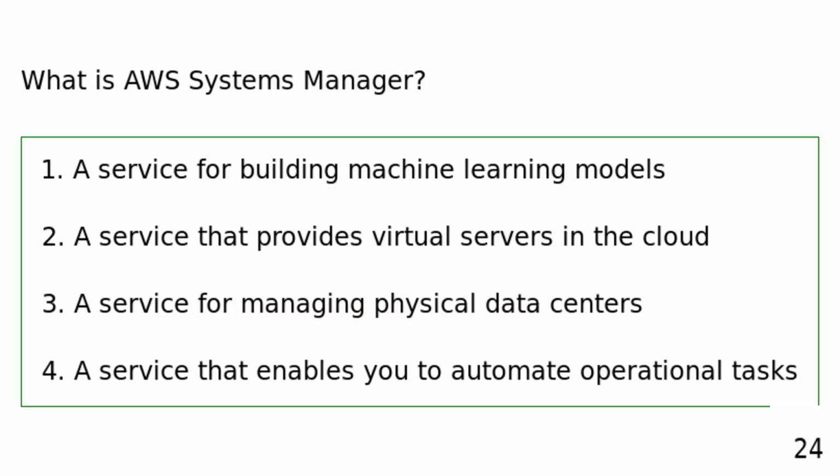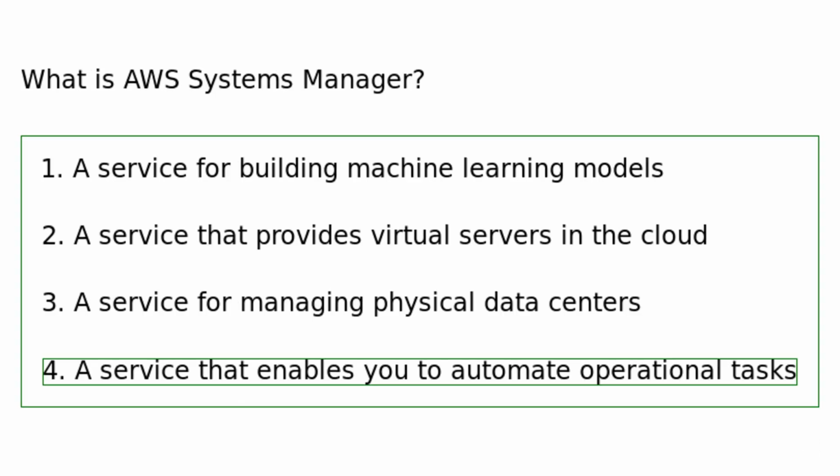What is AWS Systems Manager? A service for building machine learning models. A service that provides virtual servers in the cloud. A service for managing physical data centers. A service that enables you to automate operational tasks. AWS Systems Manager is a service that enables you to automate operational tasks and manage resources securely at scale.